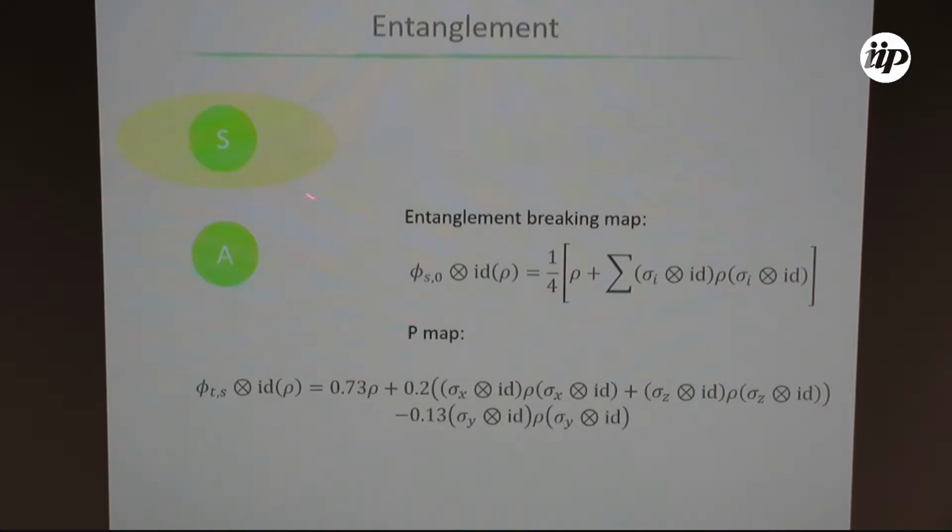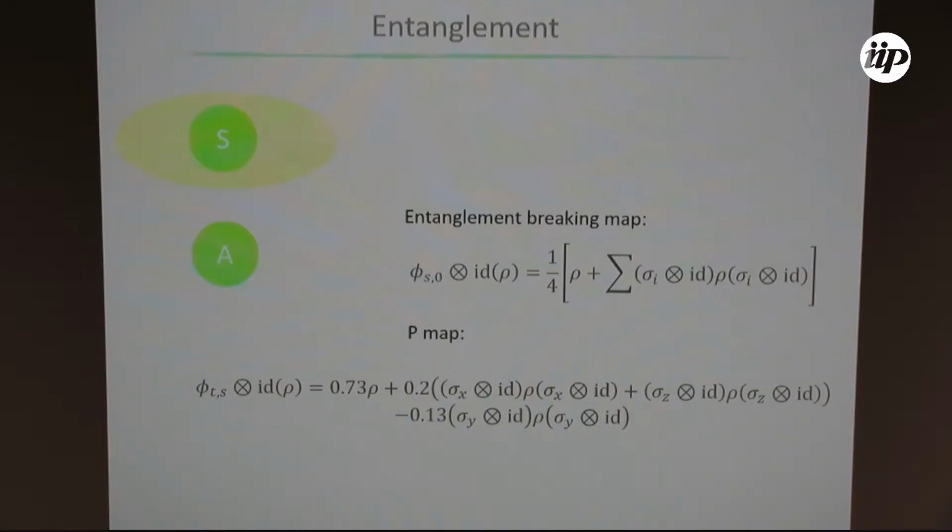So we have then, first we look to entanglement. Again, I'm looking at a system and an ancilla, the entanglement between these two. Imagine you have this entanglement breaking channel from time 0 to S. I can start with a state with some entanglement, and it will take me to a state without entanglement.